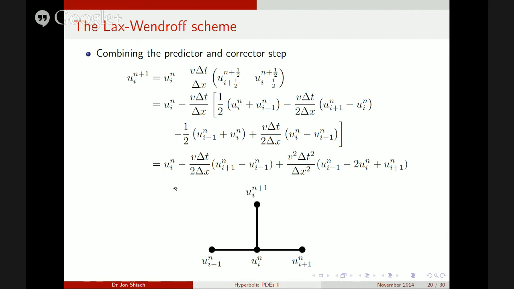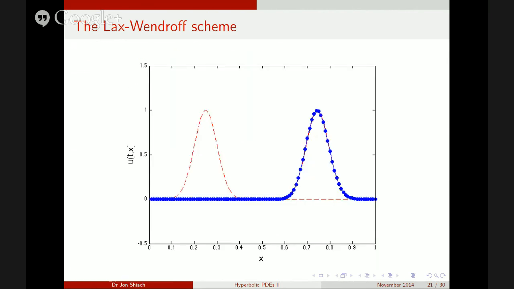Quite a nice little scheme. Second order in time, second order in space. And if you apply it, you get a pretty good result for the Gaussian curve. We get something very similar to the leapfrog, but we don't have those little oscillations in the tail of our curve. So that's the Lax-Wendroff.